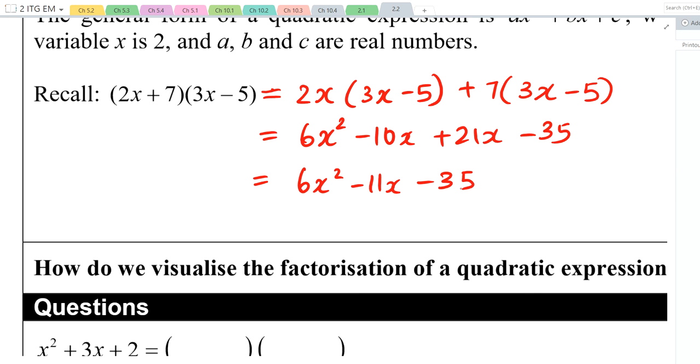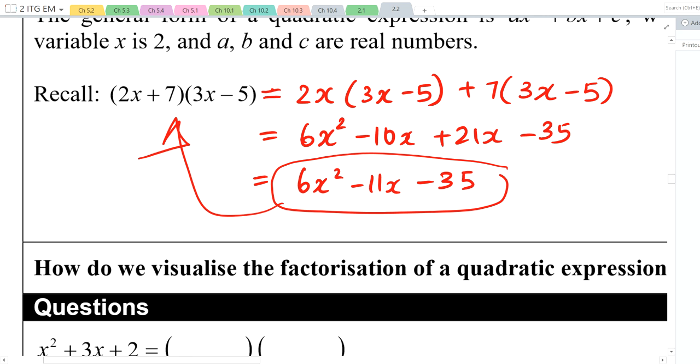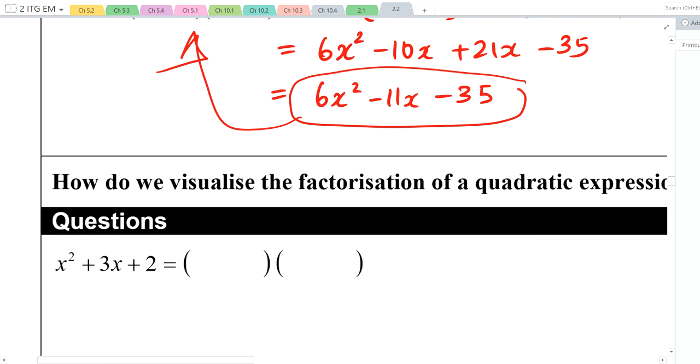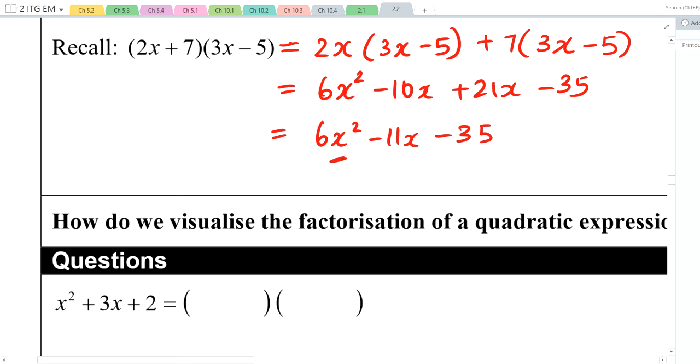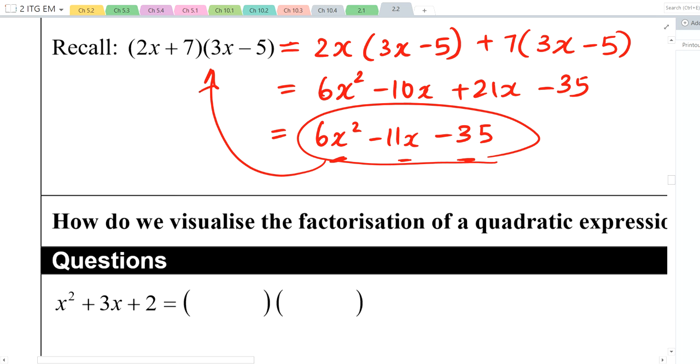Okay? Now, our goal is to go from here to here. Do you think you can do it? Okay, so I'll teach you. These steps so far, now we're going to go backwards. You see, I've got a 6x squared, then a minus 11x minus 35. There are 3 of them. I want to go from here to 2 brackets. Oh, plus 11x. Yes, yes. Thank you. Plus 11x.